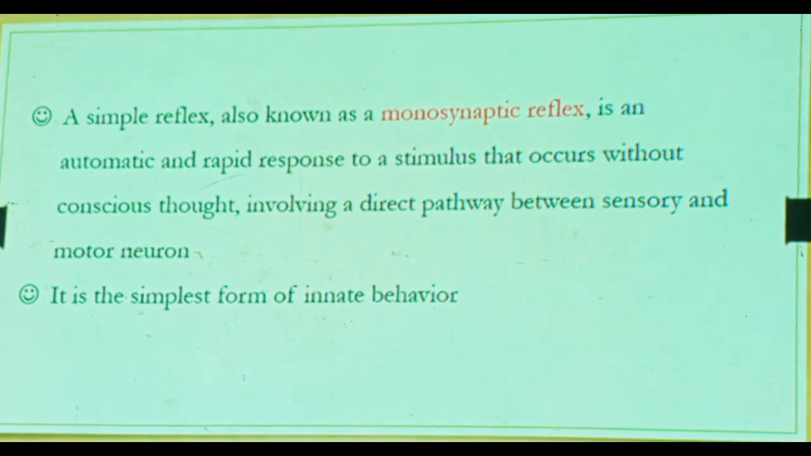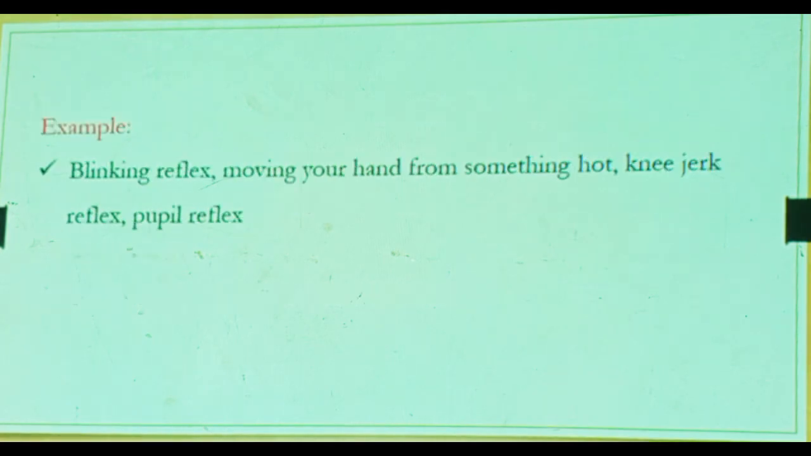This is a circuit which is known as reflex arc. A reflex arc therefore involves a direct pathway between sensory and motor neuron. This direct pathway takes a very short time, a fraction of a second, before we respond to a stimulus. It is the simplest form of innate behavior. Of course, yes, reflex is said to be the simplest form of innate behavior.